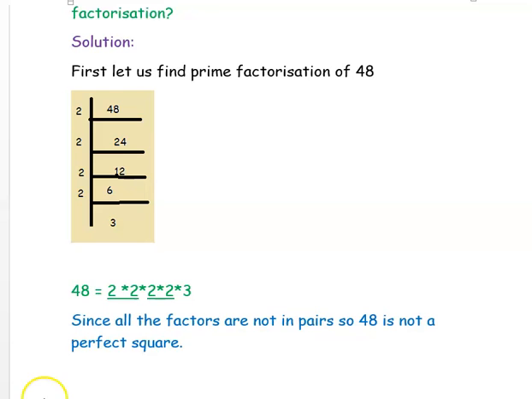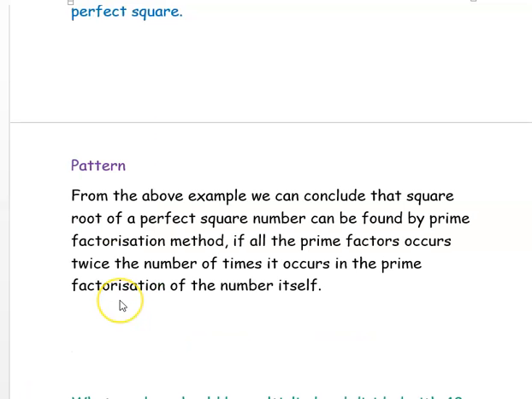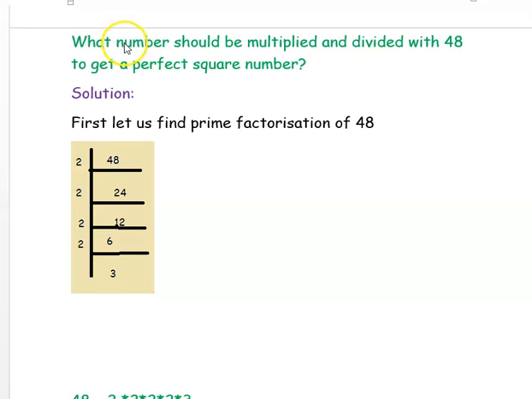So here 48 is not a perfect square. So from the above example, we can conclude a pattern that the square root of a perfect square number can be found by the prime factorization method if all the prime factors occur twice the number of times they occur in the prime factorization of the number itself. Next question is, what number should be multiplied and divided with 48 to get a perfect square number?